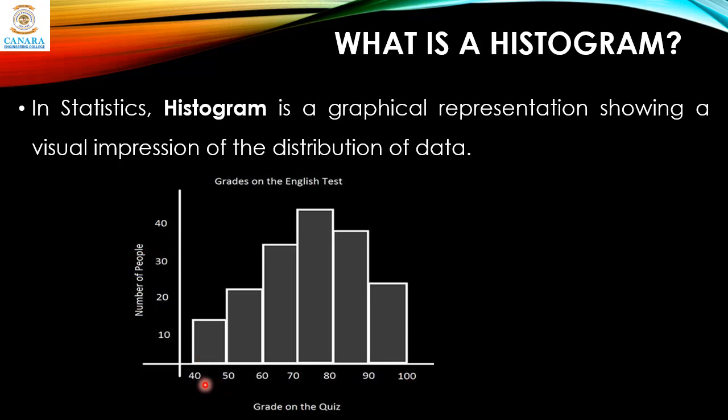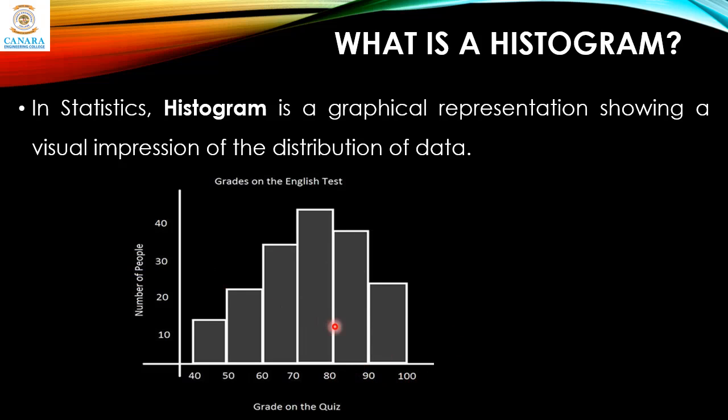So you can see here around 15 people got a grade between 40 to 50, and around 23 people got between 50 to 60, and around 34 people got 60 to 70, and 44 people got 70 to 80, and around 37 people got 80 to 90, and somewhere around 23 people got 90 to 100. So this is the distribution of data.